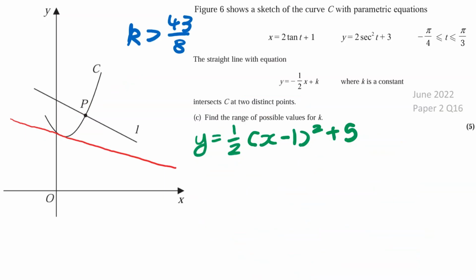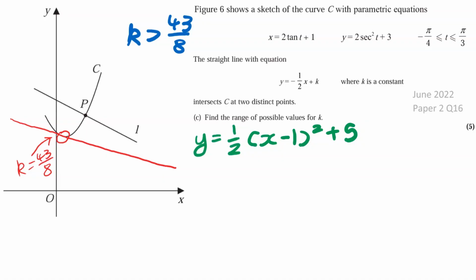Okay, so what does this k bigger than 43 over 8 mean graphically? I've drawn the line here where k is equal to 43 over 8. Remember, k is the y-intercept. So here k is equal to 43 over 8, and there is 1 point of intersection. This line is essentially a tangent to the curve C.